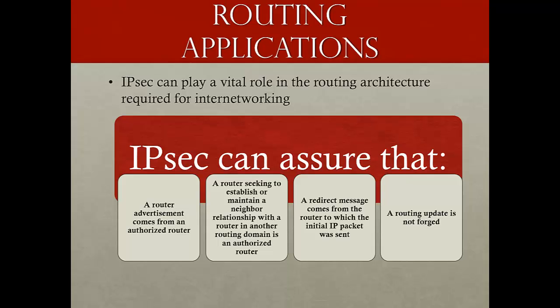So again, what we can do is implement security so that our routers can communicate intelligently with each other and have it authentic and encrypted. So we can also redirect messages from the router to which the initial IP packet was sent, so that we don't get IP spoofing attacks. A router update is not forged because we can implement security, and if we don't have these security measures, an opponent can disrupt communications or divert traffic.